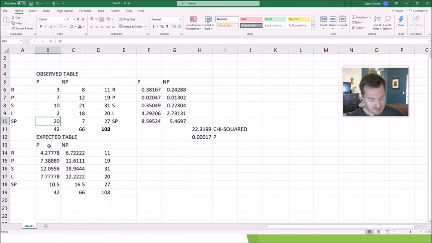And so here, for Spock, for example, these numbers are all relevant. So we see Spock in physicists made a big contribution. What contribution did it make? Well, the observed was 20, the expected was 10.5. So what I can see is that it was more than expected, right?